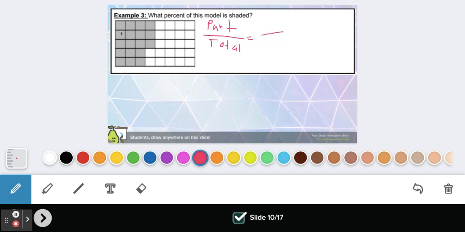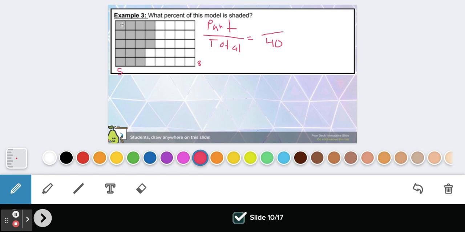So I know I have 1, 2, 3, 4, 5. I have 5 right here, and I am going 1, 2, 3, 4, 5, 6, 7, 8. So I have an array of a 5 by 8. So 5 times 8 should give me 40. So I have in total 40 blocks, okay?